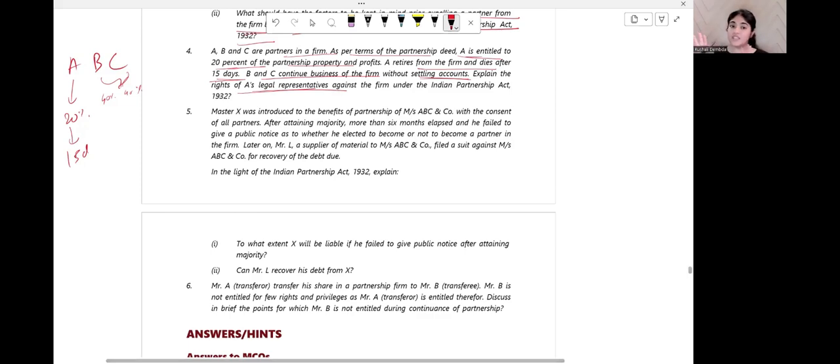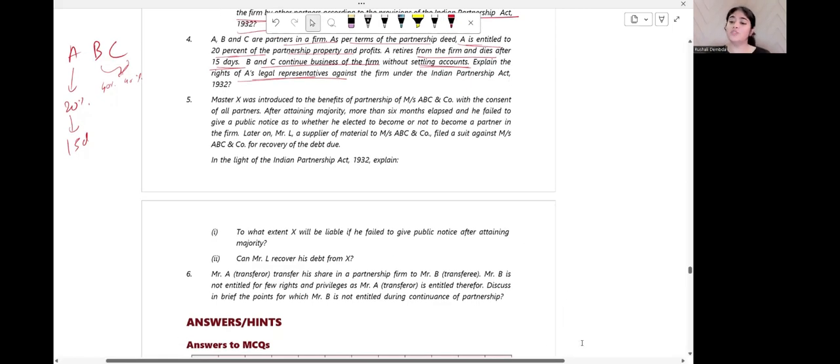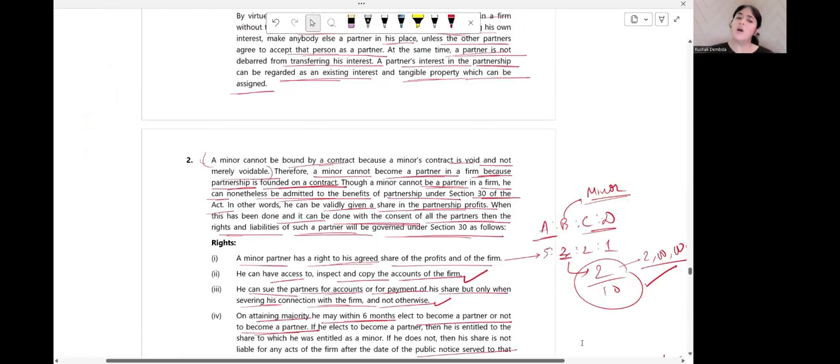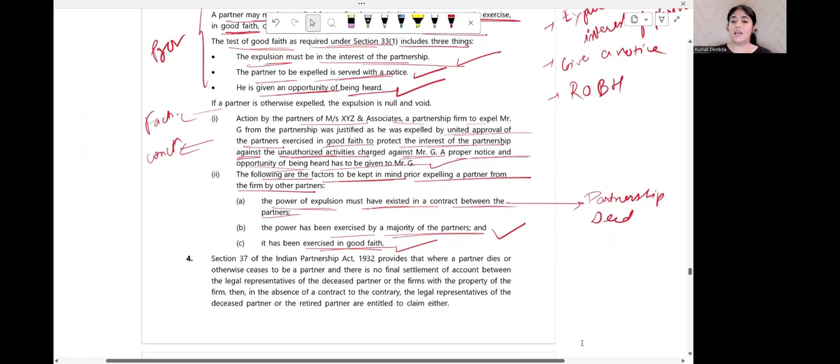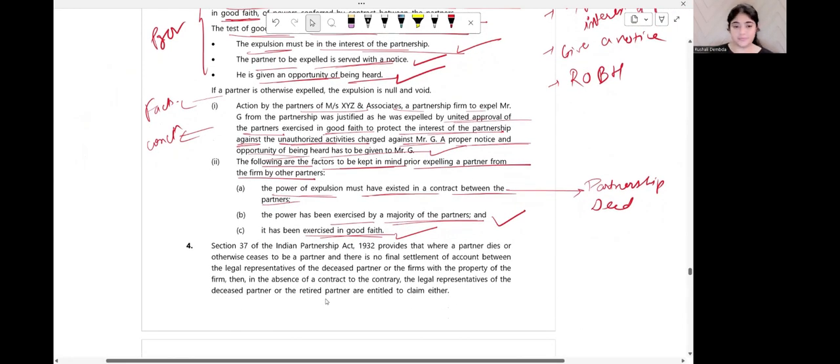The accounts have not been settled. A was not given the payment because the funds were not settled. The person who was going to settle the accounts was not available. Valuation was not done of the property. Now, A's legal representative have some rights. Let's see what rights they have.